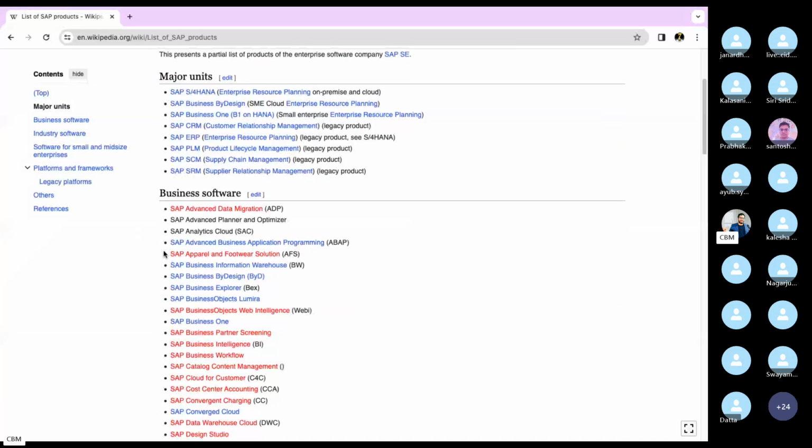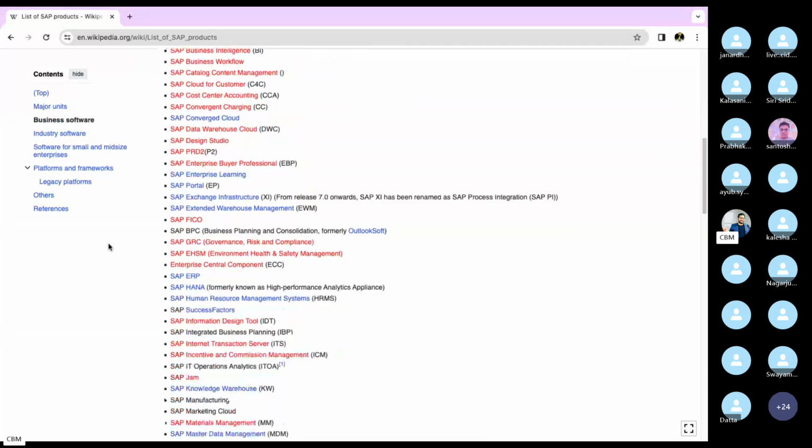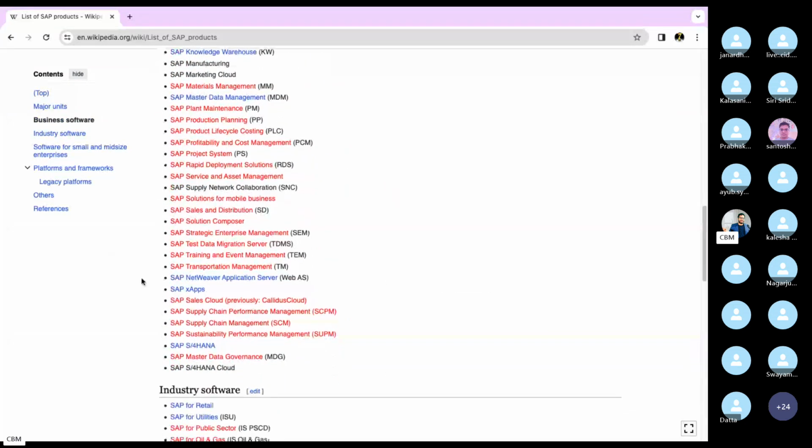SAP is a business development cycle. This is one of the product life cycles. It will continuously work on product improvement and system design, in order to give better products to the customers. If you look at this, there are so many products.